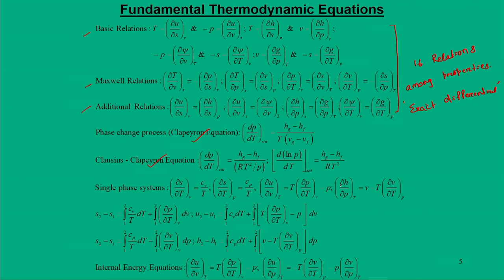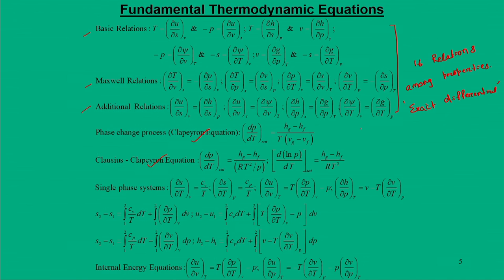And the Clausius Clapeyron equation, when you deal with the change of state in a gaseous medium, assumes the equation of state, PV is equal to RT. These two relations are for phase change processes. Now, for single phase systems, we derived the relations mainly for the specific heat at constant volume and specific heat at constant pressure as a function of the entropy and internal energy. And we also found the internal energy equations from these relations.